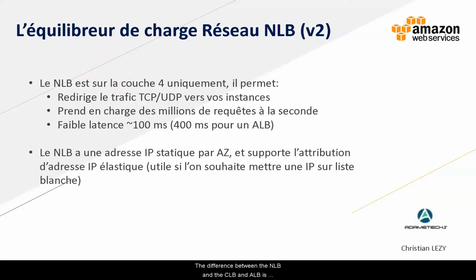The difference between the NLB and the CLB and ELB is that the NLB has a static IP address per AZ exposed to the outside world, which can be interesting if you want to whitelist IP addresses. In addition, unlike the other two types of load balancer, it supports elastic IP address allocation, which can allow us to have two entry points for our instances from our load balancer and our NLB.